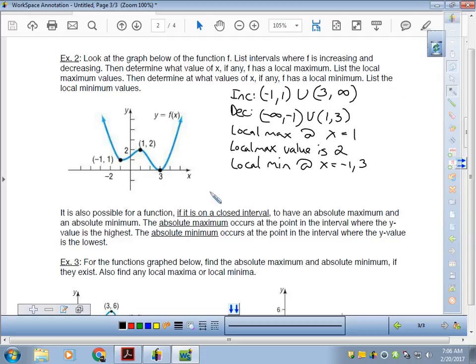And then the last thing asks us to list the local minimum values. So we say local minimum values are, and for this one, what's the y value there? Well, the y value is 1. And what's the y value here? The y value is 0. So this one has two different minimum values. It has a minimum value of 1 and a minimum value of 0. And again, that's okay, because we're talking about local or relative. We're not talking about anything else.